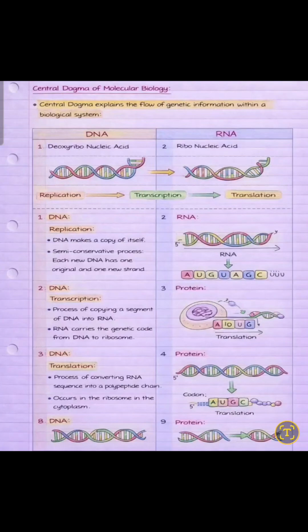Today we are going to understand one of the most important concepts in molecular biology, that is the central dogma of molecular biology. This concept explains how genetic information flows inside a living cell. Simply remember the one sequence, that is DNA makes RNA and RNA makes protein. It means that information stored in the DNA is first copied into RNA and then RNA is used to make proteins. So let's first start with the DNA.